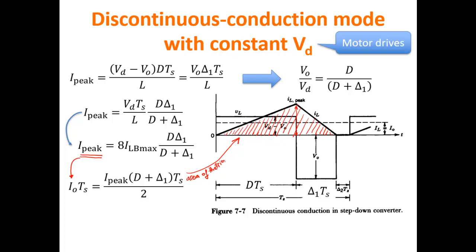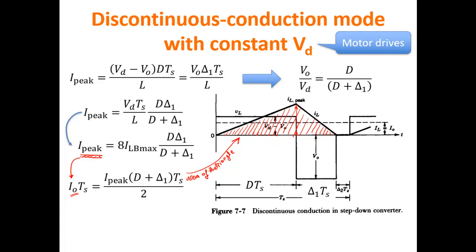And then, of course, if I want to compute the average current, IO times Ts must be equal to the area of the triangle. And so this is the expression. And this is going to give me the relationship between the average output current and the peak current in the inductor. Okay? So I'm proceeding, let's say, step by step.